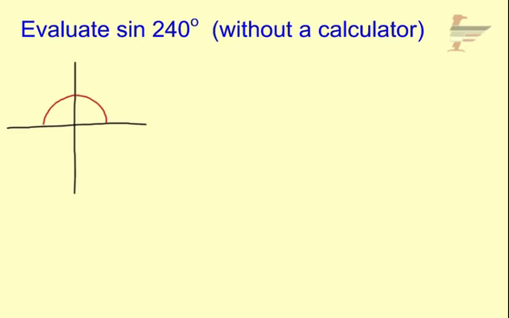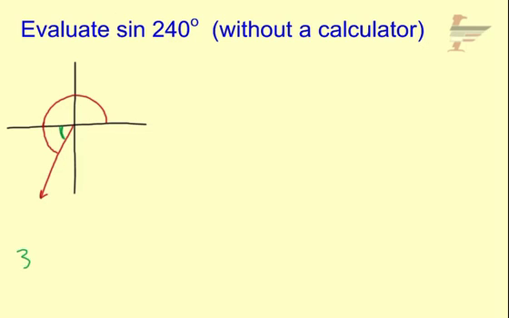Sine of 240 degrees, so we're going to go 90, 180, and how many more degrees do we have to go? To get from 180 to 240, we have to go 60 more degrees, so we're going to be right about there. Next, we want to find our reference angle. The reference angle connects the terminal side to the x-axis, so here is our reference angle, and we do want to know this angle measurement.